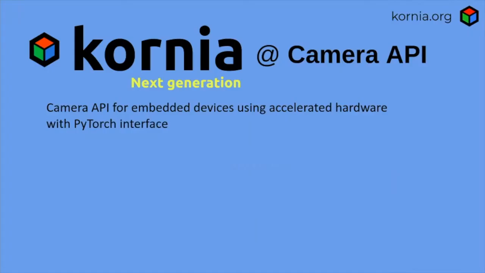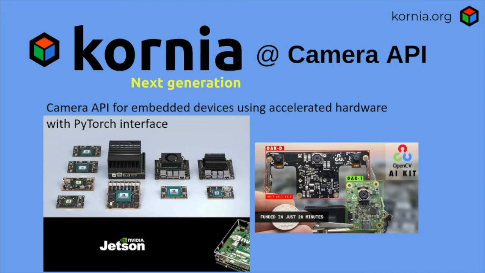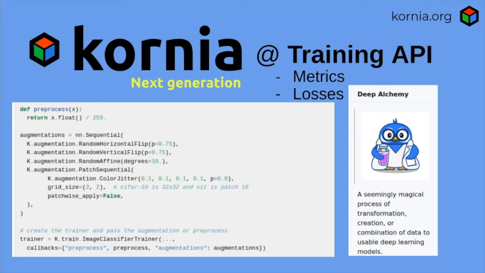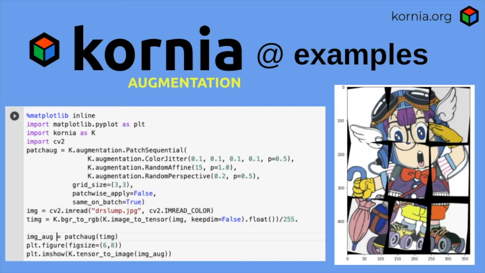So in terms of the next generation of the library, we are planning to include a cameras API that works with the OpenCV AI kit. Also, we are going to integrate with Jetson, NVIDIA's family. We have recently included also a training API. It's still in beta, so feel free to check it out and provide feedback. More examples using the advanced data augmentation. We provide several containers, for example, to perform image augmentation in patches, in videos.